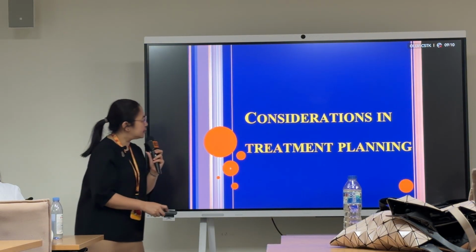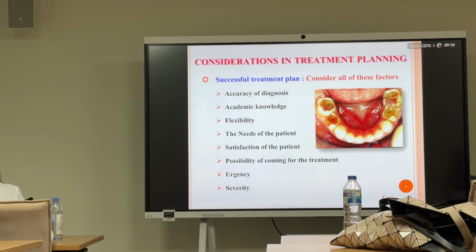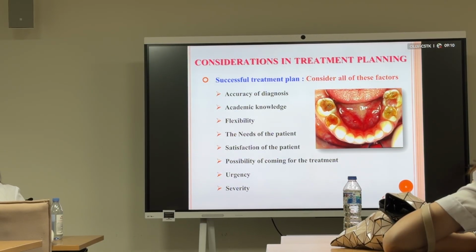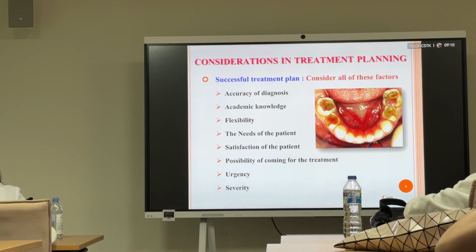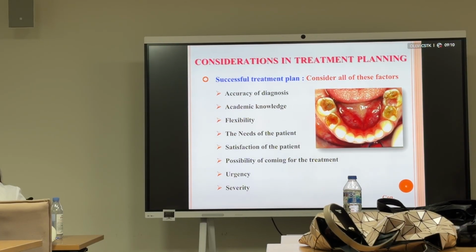I will start with the considerations in treatment planning, because if you need a successful treatment plan, you need to imagine that the patient walks to you with some problem and needs you to solve it. To achieve a successful treatment plan, you need to consider all of these factors, starting from the accuracy of diagnosis. For accuracy of diagnosis you need academic knowledge, right? If you don't have any knowledge, you cannot do that.